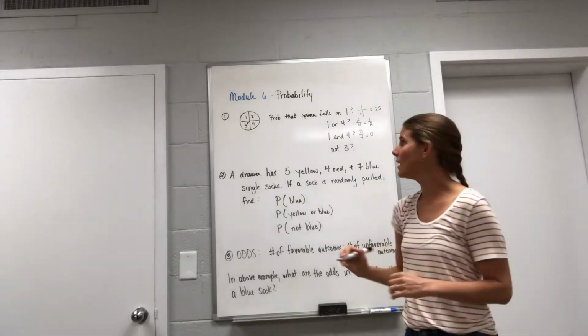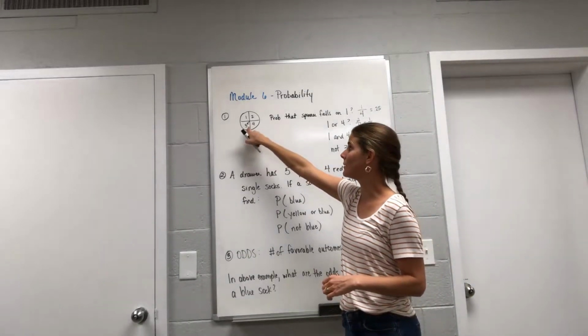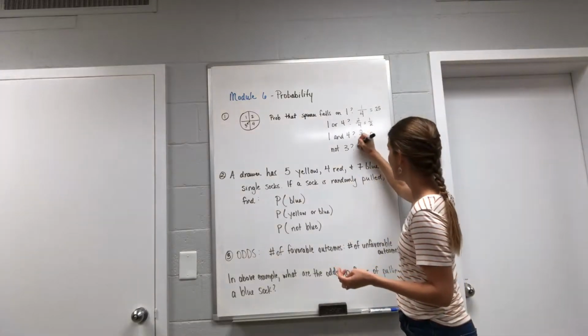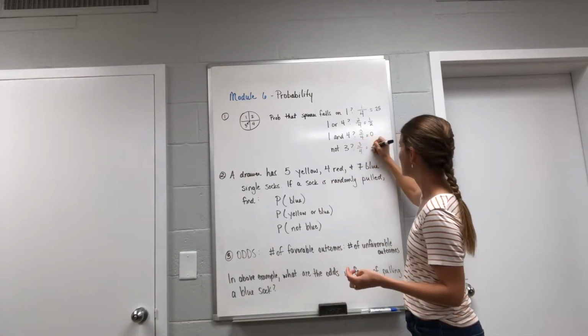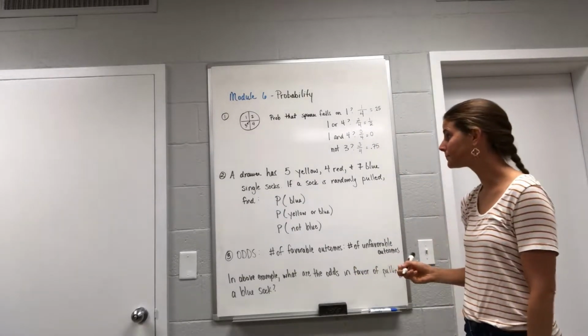And then lastly, the probability that it does not fall on 3. Well, if it doesn't fall on 3, that means it could fall on 1, 2, or 4. So there are 3 possibilities out of the 4. And if we write that as a decimal, that'd be 0.75 or 75%.